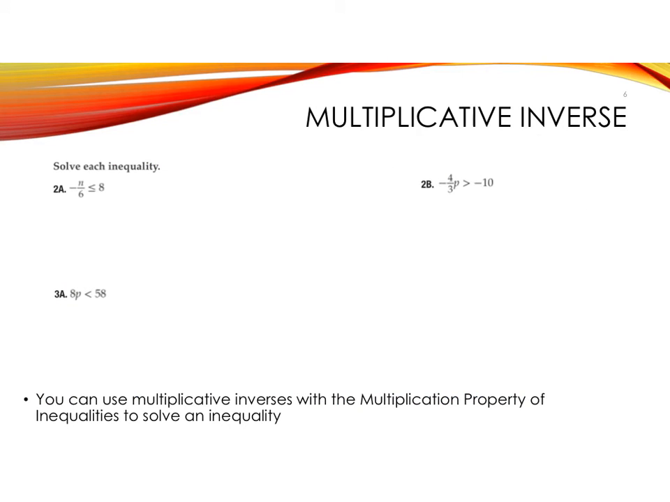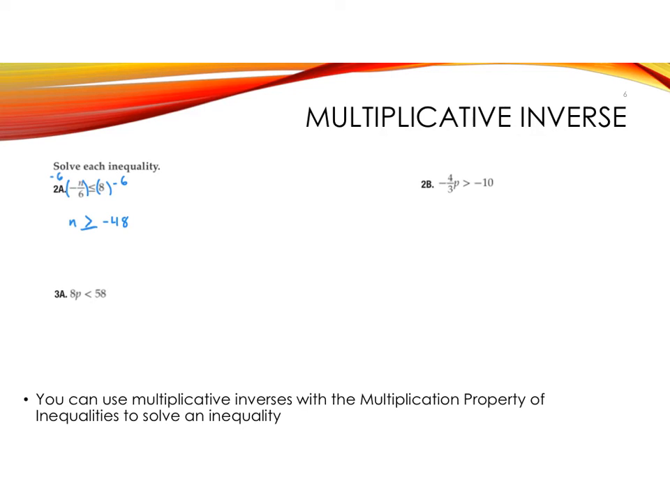Now let's practice. So for this first one, we have a fraction: negative n over 6 is less than or equal to 8. So you solve the way you normally would solve. I'm going to multiply both sides by -6. And that leaves me with n and a -48 on this side. However, since I multiplied by a negative, I have to flip my sign to go the other way.